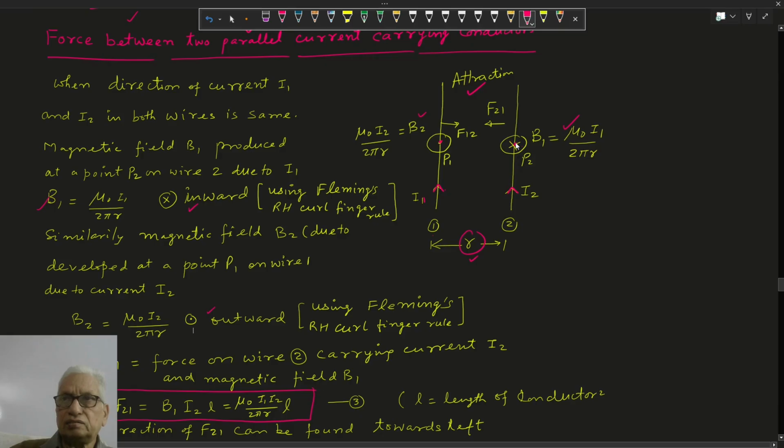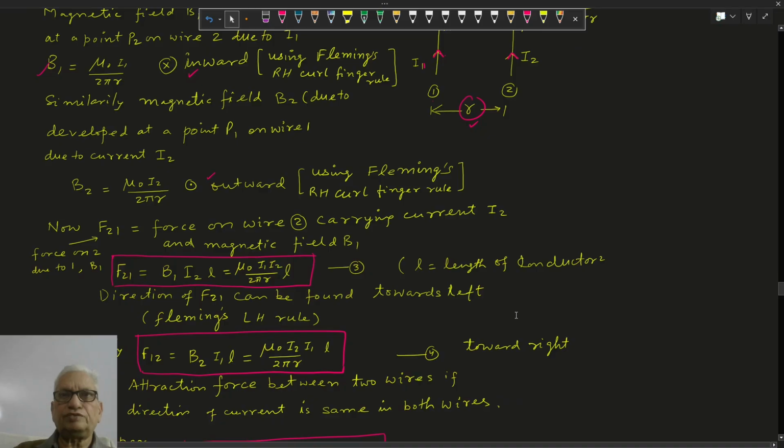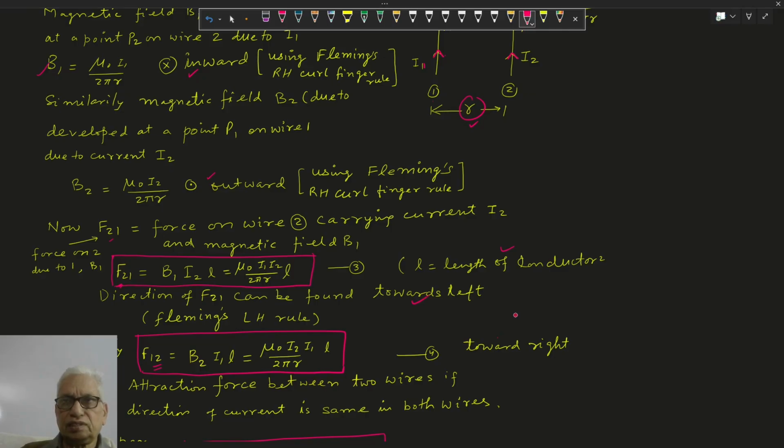Now force on wire 2: the magnetic field is B1 and current is I2. We are applying now Fleming's left hand rule, father mother child. So forefinger magnetic field inward, current is upward, so force F21 is towards left. Force का formula BIL sin 90. F21 means force on 2 due to 1. It will be B1 I2 current, L is the length of the conductor. So B1 की value mu naught I1 I2 upon 2 pi R into L. Similarly on wire 1 due to 2, B2 I1 L, same formula है हमको. ये towards left होगा, towards right होगा, that's why attraction force is there between the two wires.